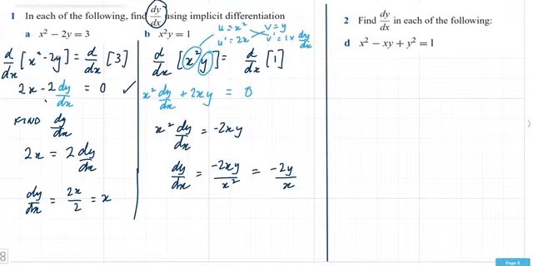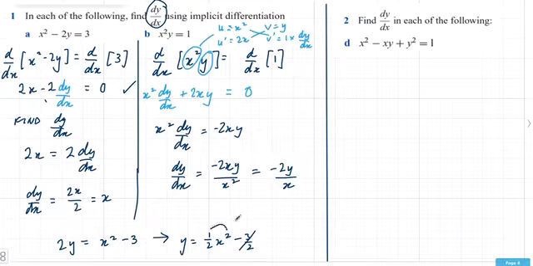So with something like this, you could have rearranged this and just got y in terms of x, yeah? If you'd done that, you would have had 2y equals x squared minus 3, which means that y equals a half x squared minus 3 on 2. When you differentiate, that goes away, 2 comes out the front, that goes away, it would be x. And that's why you have x over here.